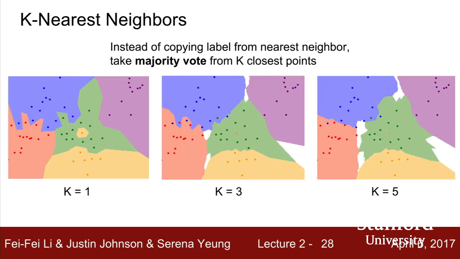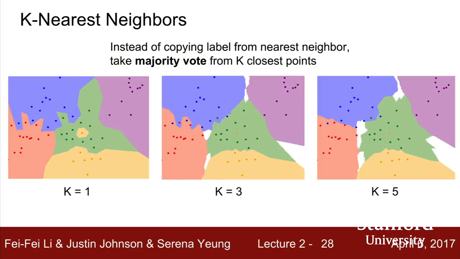Here we've shown the exact same set of points using this k=1 nearest neighbor classifier, as well as k=3 and k=5 in the middle and on the right. And once we move to k=3, you can see that that spurious yellow point in the middle of the green cluster is no longer causing the points near that region to be classified as yellow.